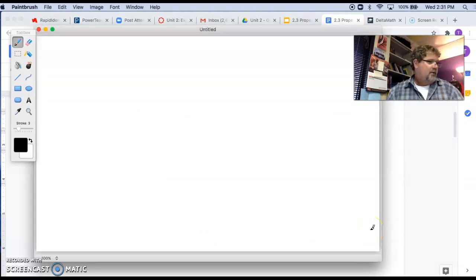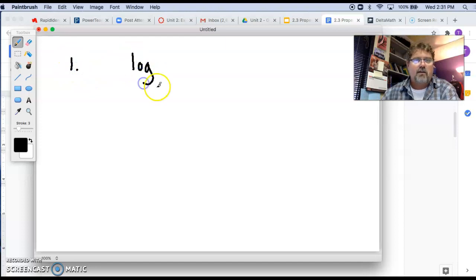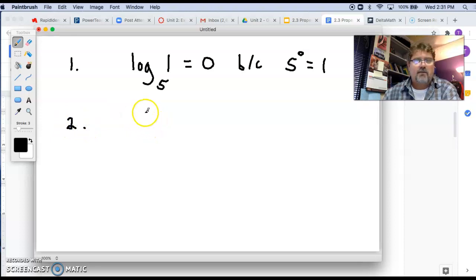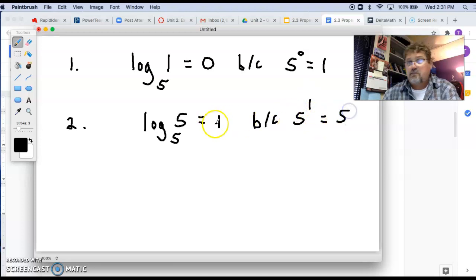For the first one, an example would be log base 5 of 1 is equal to 0, because 5 to the 0 is 1. That's true. All right, so the second property, we could say something like log base 5 of 5 is 1, because 5 to the 1 is 5. Absolutely true.